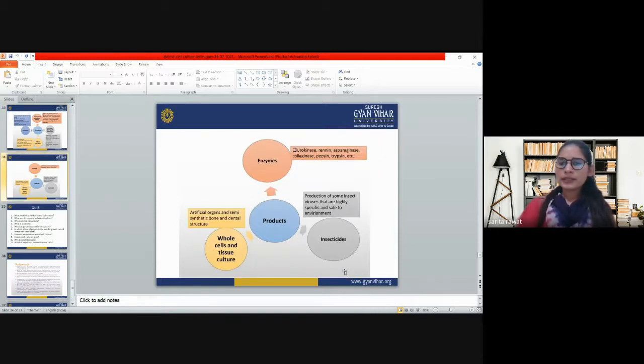Then the enzymes and their products: urokinase, rennins, asparaginase, collagenase, pepsin and trypsin, etc. are used. Then the production of some insect viruses, they are highly specific and safe to the environment. Also the insecticides, and the whole cell and tissue culture include artificial organs and semi-synthetic bone and dental structures that are prepared. So this is all about your tissue culture, animal cell culture.